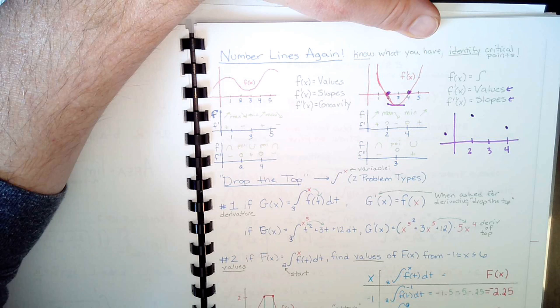So for example, if they gave me this graph right here, and the function was equal to the integral from 2 to x of f of t, find all values of f from -1 to 6.